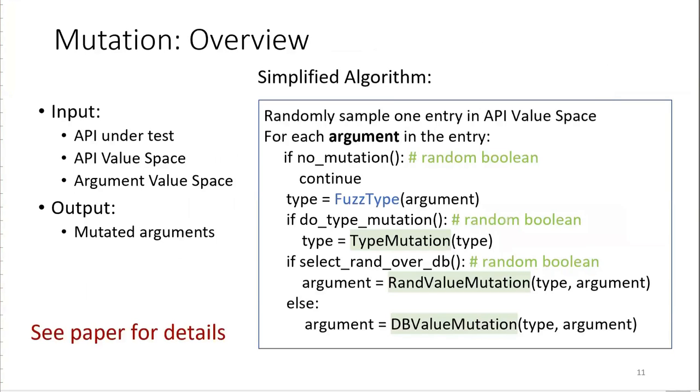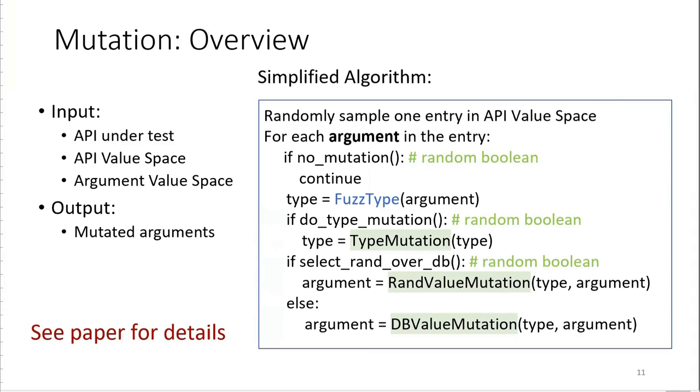Next, we will focus on the mutation stage. We now show the overview of our mutation algorithm. The input to our algorithm is the API under test, the API value space, and the argument value space. And the output of our algorithm is the mutated arguments. So after mutation, FreeFuzz can invoke the API under test with mutated arguments for fuzzing.